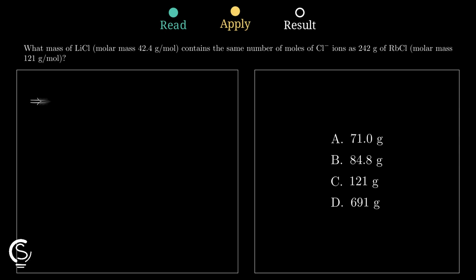Since each formula unit of rubidium chloride and lithium chloride contains exactly 1 chloride ion, the moles of lithium chloride needed must also be 2. This keeps the ion count equal.